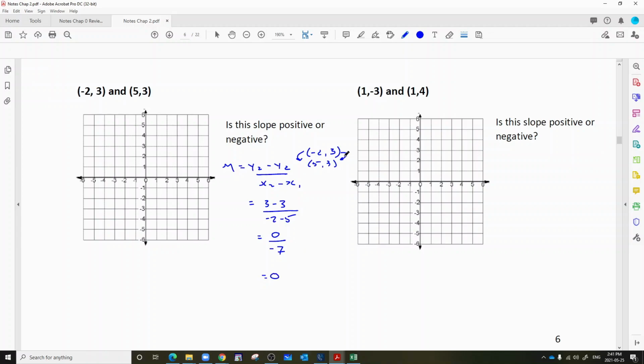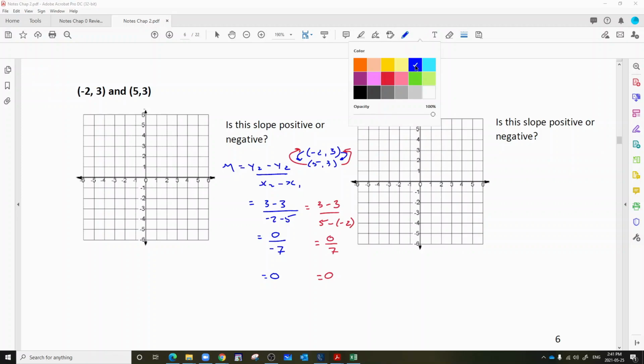So even if we did the points the other way, if we were to reverse the direction, you would be doing 3 minus 3 still. And then you'd have 5 minus -2, which would still give you 0, but this time divided by +7. But it doesn't matter whether you're dividing by a positive or a negative, it's still 0. So what does that mean for a 0 slope?